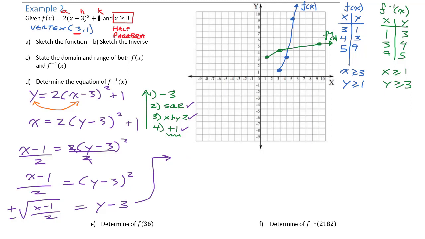All right, now what's the last thing? The opposite of subtracting 3 is to add 3. So I'm going to add 3 to get rid of that minus 3 there. I'm going to add it to the other side, and I'm just going to flip this thing around here. Y equals 3 plus or minus the square root of x minus 1 divided by 2.